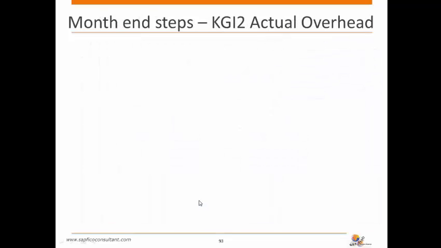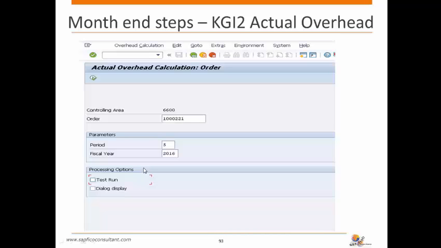So we have done confirmation of activity and we have also done goods issue to the production order. So let us see the month-end steps on the production order. First step is we will first calculate overhead. The process order is 1000221 and the period for which it was posted.